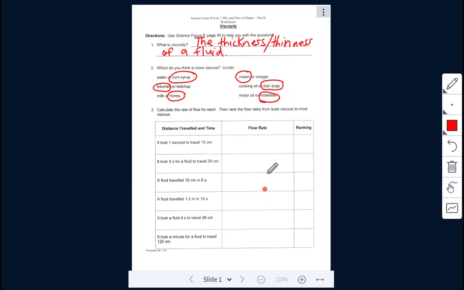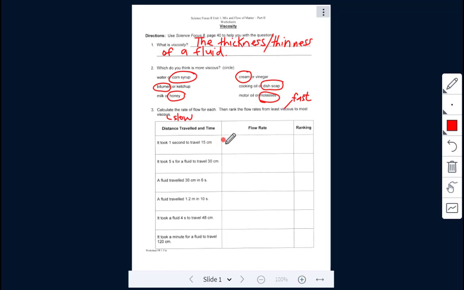Okay, so next in this chart, we have some information. We have distance traveled and time, and it's asking us to calculate the rate of flow for each. Then what we're going to do is rank the flow rates from least viscous to most viscous. So when we say least viscous, is it going to be the fastest or the slowest? All right, so if something is least viscous, it's going to be thin. It'll have a faster flow rate. And if it's more viscous, it'll be thicker, and therefore it'll have a slower flow rate.